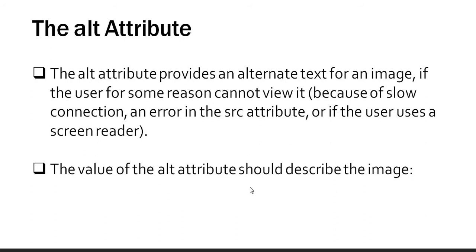Next is the alt attribute, which stands for alternate value, that specifies an alternate text for the image. This attribute provides an alternate text for an image if the user for some reason cannot view it because of a slow connection, an error in the src attribute, or if the user uses a screen reader. The value of the alt attribute should describe the image.